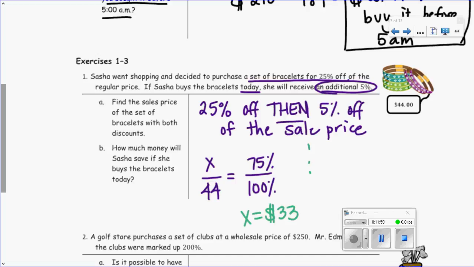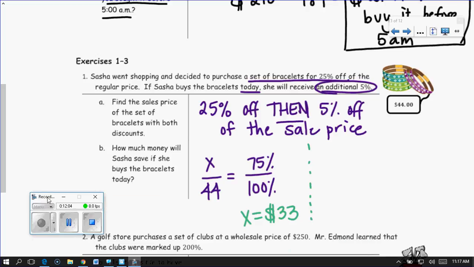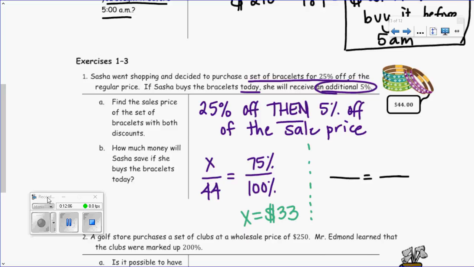Okay, then we take 5% off of that. It doesn't sound like it's going to be that much, 5% of $33. Remember, it's 5% off of $33, not $44. Okay, and 5% off, that would mean that I would still have to pay for 95%. Okay, 95% is 5% off. Write that so you know where the 95 came from. Okay, go ahead and solve that and see what you get.